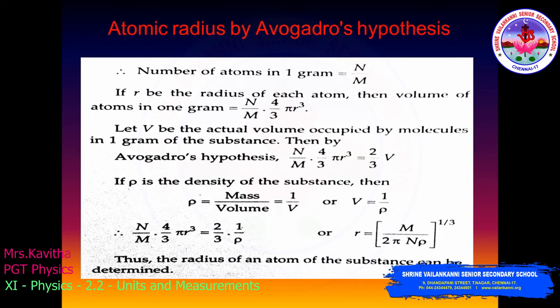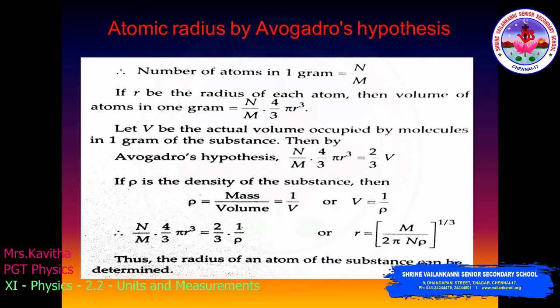Let V be the actual volume occupied by the molecules in 1 gram of the substance. Then by Avogadro's hypothesis, N by m into 4 by 3 pi r cube is equal to 2 by 3 V. Let rho be the density of the substance. Rho is mass by volume, so mass 1 by V, so V is equal to 1 by rho. So N by m into 4 by 3 pi r cube is equal to 2 by 3 rho.